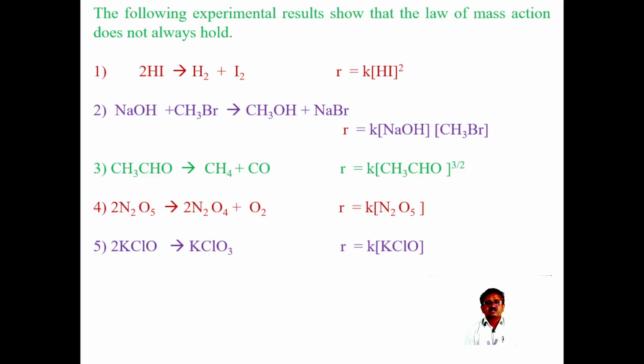Okay. The next example is 2 KClO gives KClO3. Here the rate equals K [KClO]. Two molecules are taking part in this reaction, but the exponent is not 2, it is only 1. So with these examples you can easily understand that the number of molecules taking part in the chemical reaction may not be the exponents of that particular reactant in the rate law equation, as per the law of mass action.